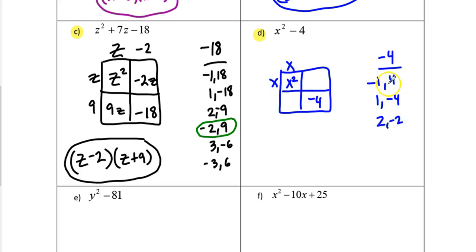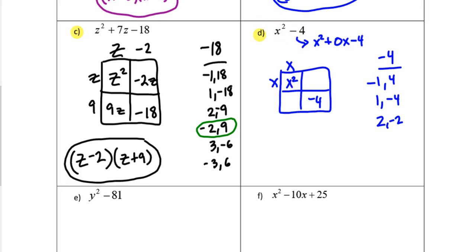Okay, so hopefully you got at least this far. You listed all your factor pairs of the constant, the number, and you've got your x squared and your -4. Now, one thing to notice here is this is also known as x squared plus 0x minus 4, right? There are no x's here. So I need these 2 terms to add up to 0. I need them to be opposites.